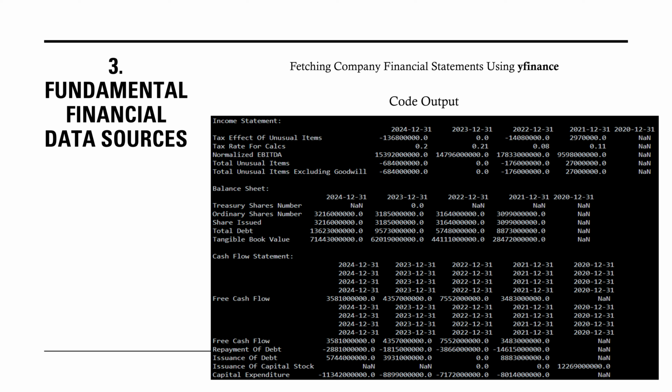At the top, you can see part of the income statement, including metrics like normalized EBITDA and unusual items across several fiscal years. Below that is the balance sheet, showing values such as total debt and tangible book value, key indicators of a company's financial structure. The last section shows the cash flow statement, highlighting free cash flow, capital expenditure, and debt repayments. These figures are essential for analyzing a company's profitability, financial stability, and capital efficiency over time.